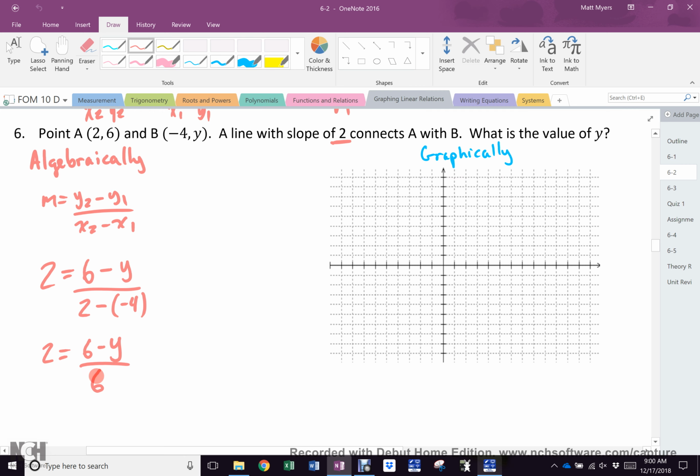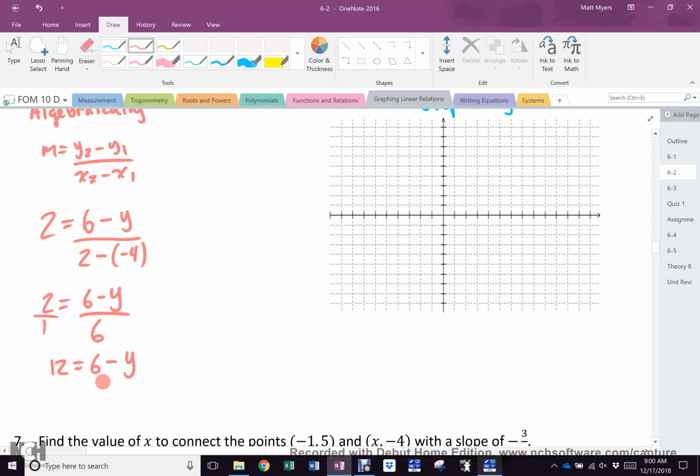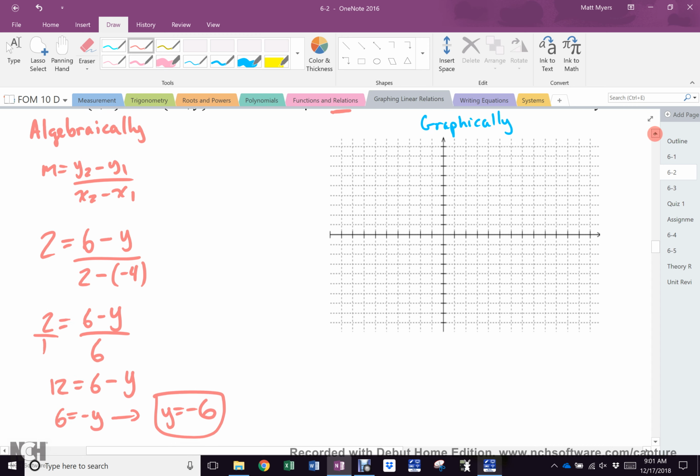Algebra. What do I do with the 2 and the 6? Cross multiply. What's 2 times 6? 12. What's the number that's really under 2 here? 1. So what do I do here? Cross multiply. What's 1 times 6? Minus 1 times y. Y. Solve this. Six equals negative y, so what does y equal? Everybody cool? Can everybody do that? That's algebra. Now let's do it graphically.